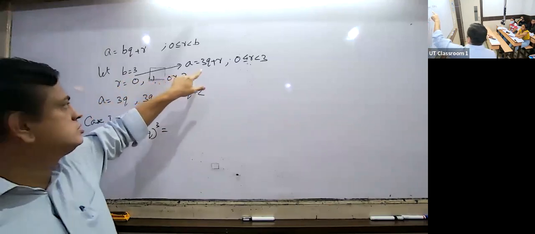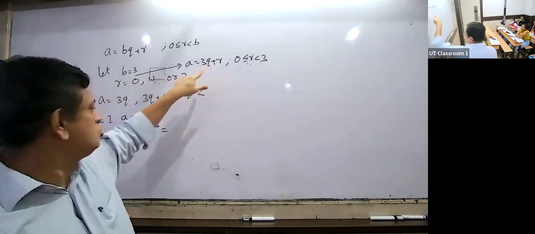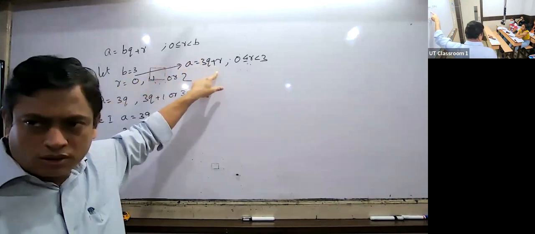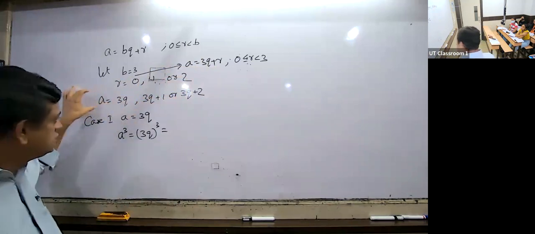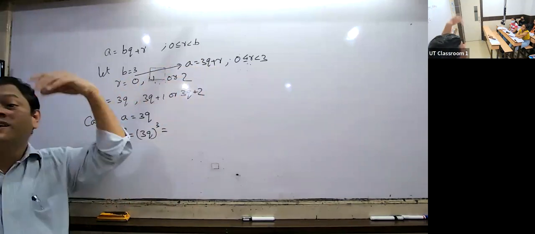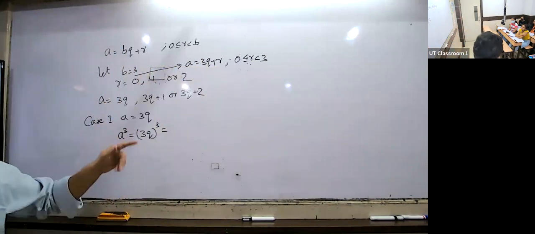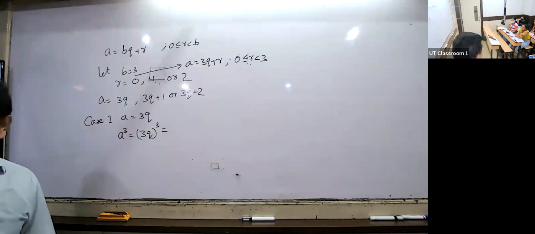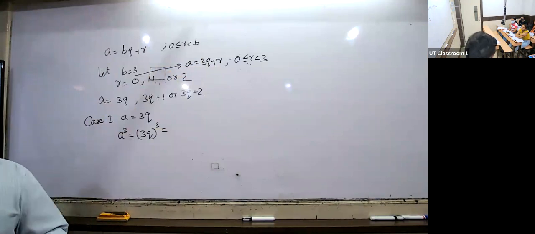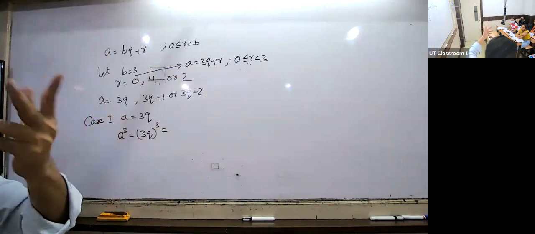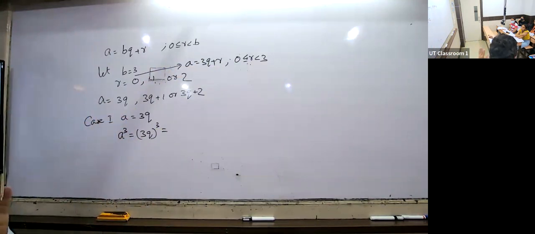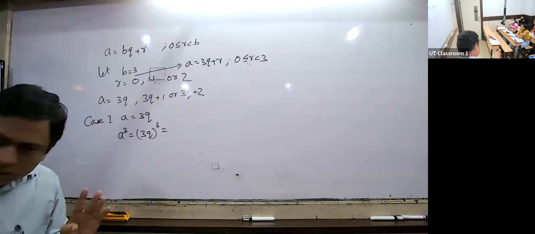So when R is 0, we get 3q plus 0. R is 1, 3q plus 1. R is 2 means 3q plus 2. Here it will not come. When you take its cube, this number is not 9m plus 1 or 9m plus 8. The number is not that; it's the cube of the number. A is the number, so A cube. Are you followed? Okay.